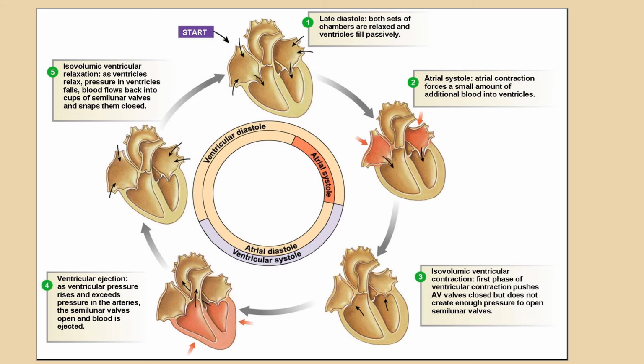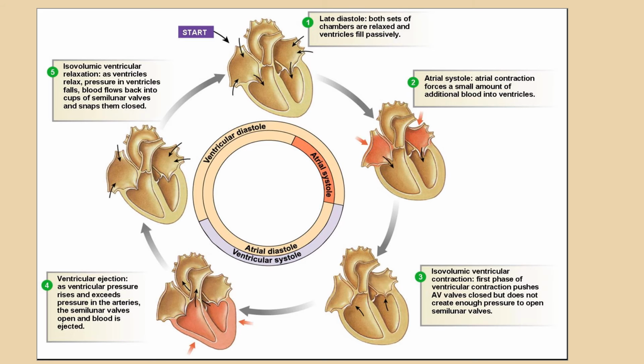Eventually, the semilunar valves, the aortic valve and the pulmonary valve, are going to open, and blood will be ejected from the ventricles into the aorta and the pulmonary trunk. But that hasn't happened yet in panel 3. We're still isovolumetric because all 4 valves are closed. So let's move on to panel number 4.